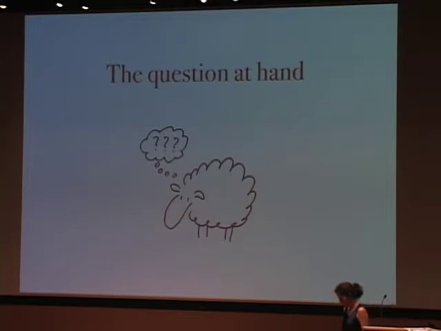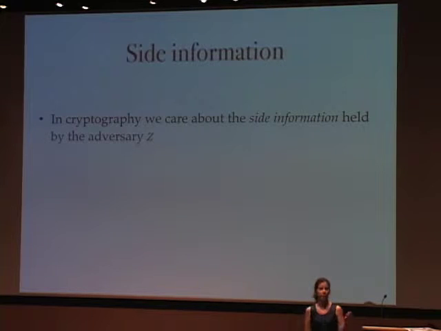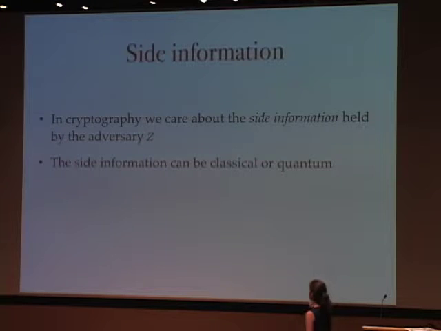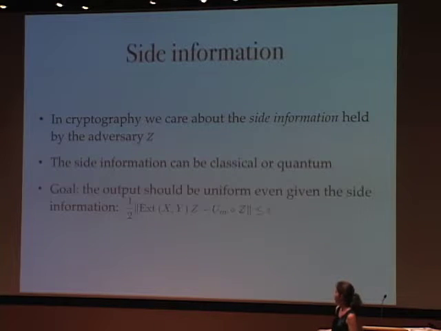Okay, so what are we trying to do in this work? As you know, in cryptography, we care about side information that the adversary has. In this talk, I will denote the side information of the adversary by Z. And this side information can be either classical or quantum, depending on the application that you have in mind. Now, the goal of the extractor should be the following.